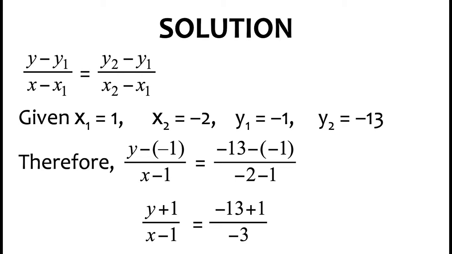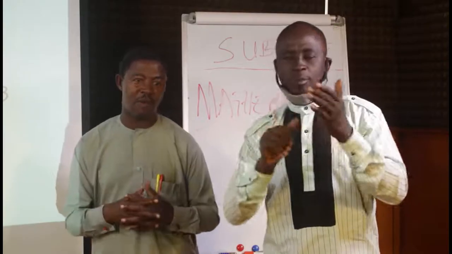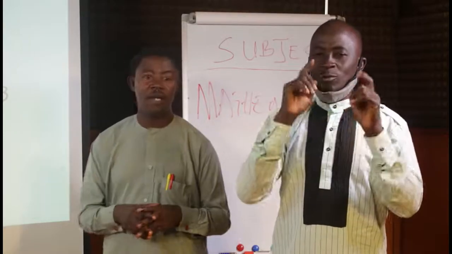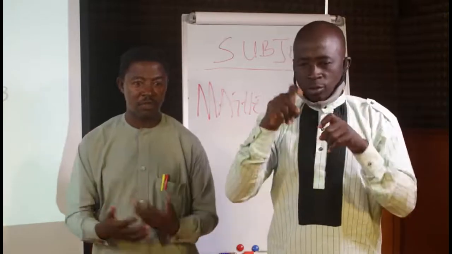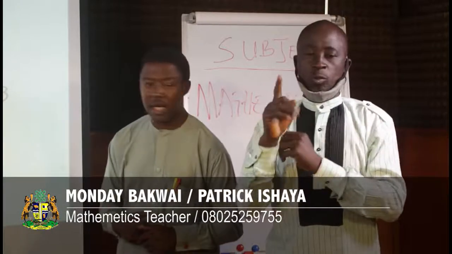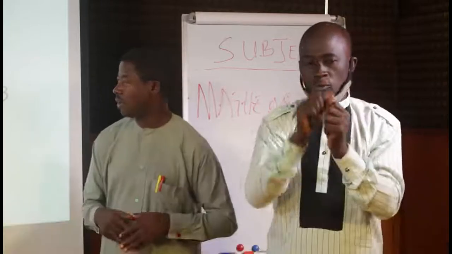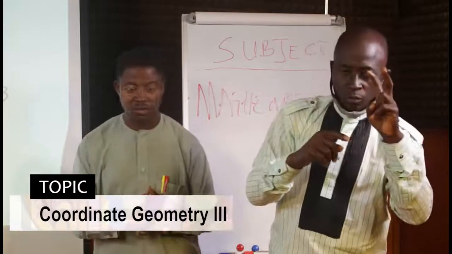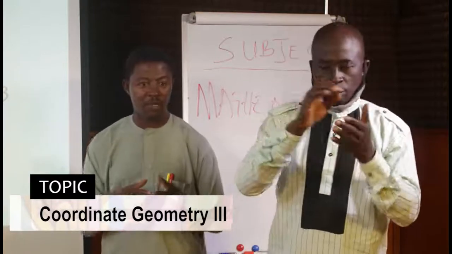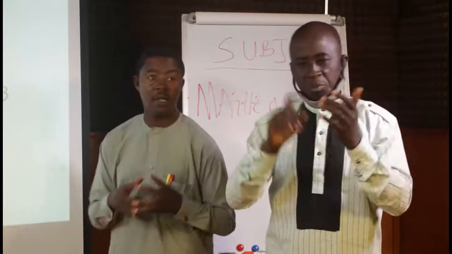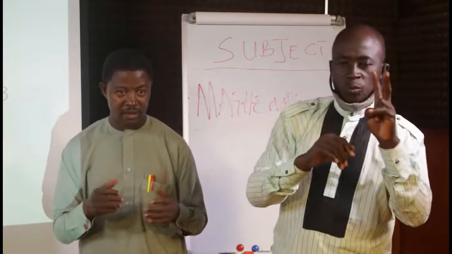Given from the equation, our x1 is 1, our x2 is minus 2, our y1 is minus 1, our y2 is minus 13. So you have all the variables available for you. All you need to do is to make substitution. Where you see x1, you replace 1. Where you see x2, you replace minus 2. Where you see y1, you replace minus 1. And where you see y2, you replace minus 13.